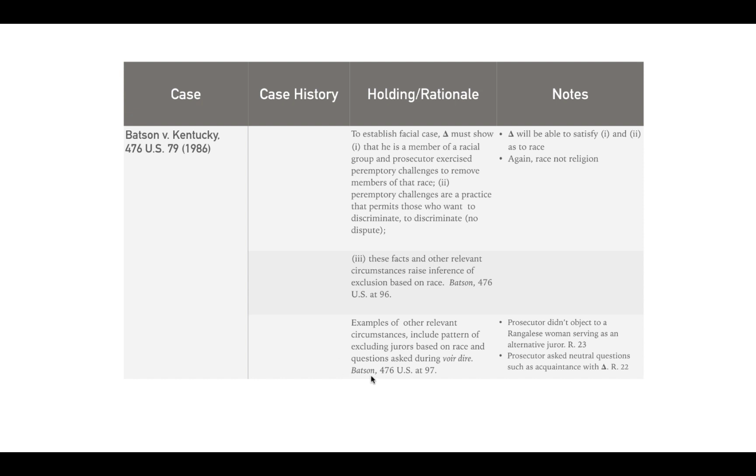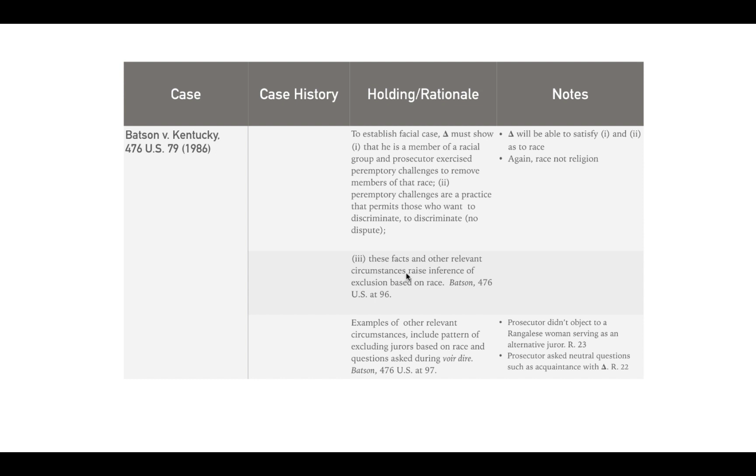And again, she includes specific references, specific citations to the case. Furthermore, the student is going to continue with her notes showing where and how this applies to her own assignment. In this case, the defendant ought to be able to satisfy points 1 and 2 as to race, but as to the religious-based exclusion, well, the case Batson v. Kentucky seems to be silent on that.